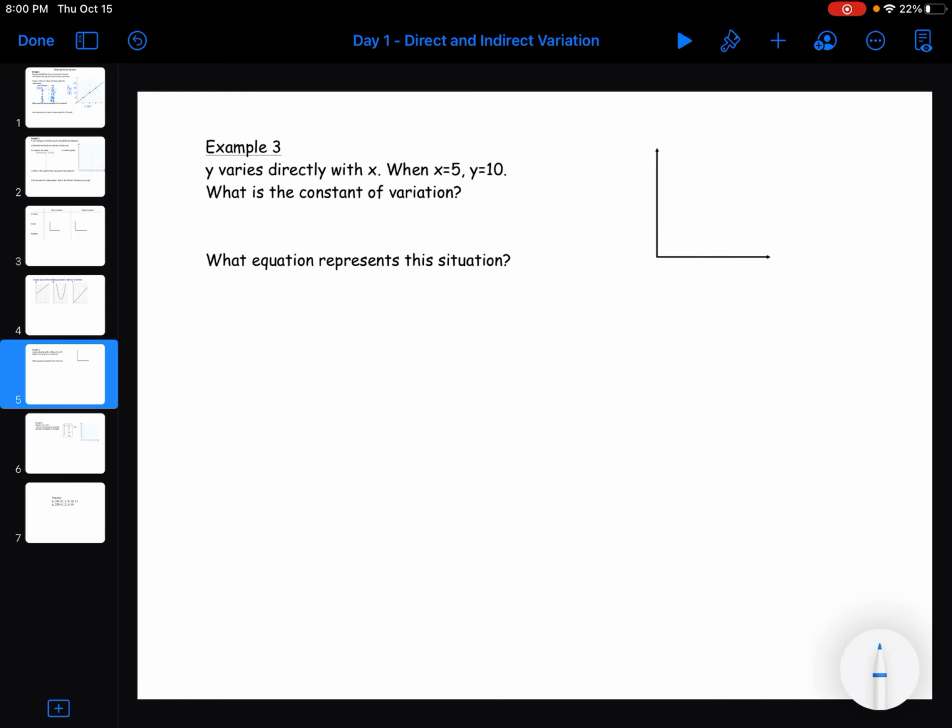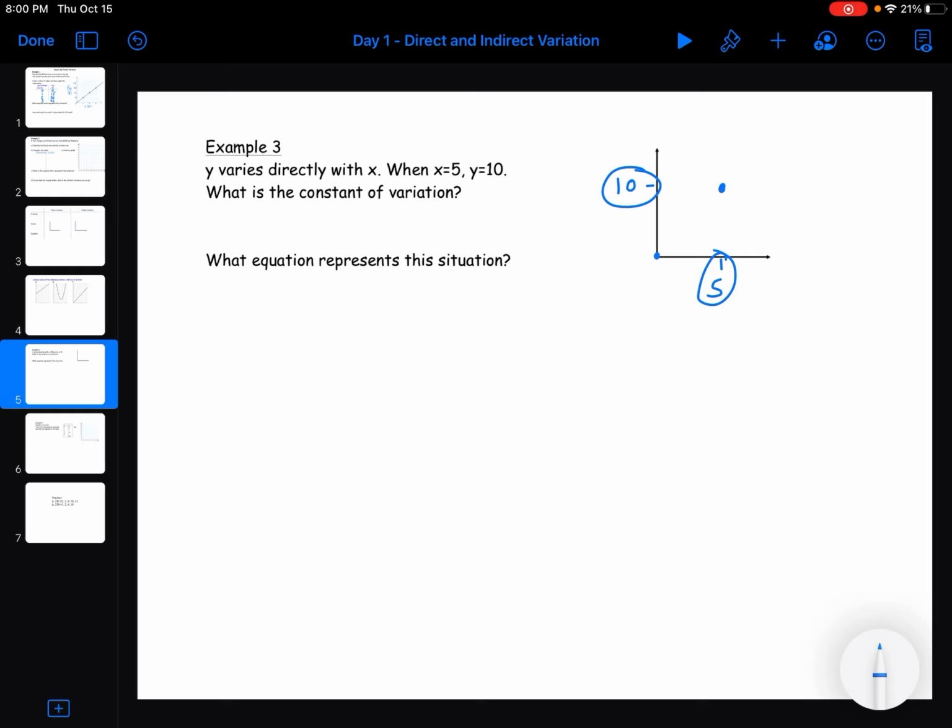Okay. Looking at this next question. We have y varies directly with x. When x is equal to 5, y is equal to 10. What is the constant of variation? Well, what that means is that if we have a point here at (0, 0), and I were to go to 5 and then go to 10, I'm going to have another point. So the way we can find that is we can just divide this 10 by 5. 10 divided by 5 is going to give me 2.